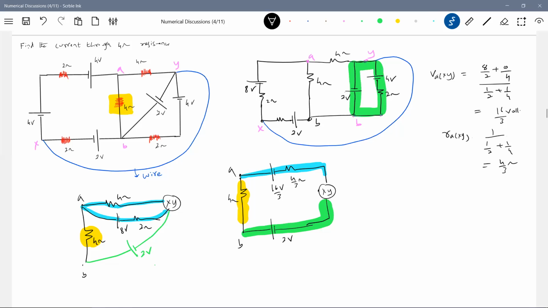So now how will the current flow in this direction? That I is what is being asked. I is equal to 16 by 3 minus 2, divided by 4 by 3 plus 4. 3 4s are 12, 12 plus 2 will be 14 by 3. So it will be 5 by 7 ampere. This will be your answer.